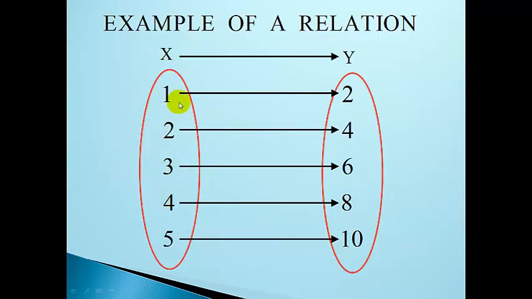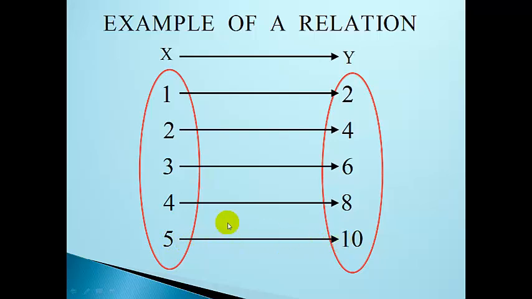The elements of the set X are 1, 2, 3, 4, and 5. And the elements of the set Y are 2, 4, 6, 8, and 10. Now when we consider the relation, we can see that 1 is related to 2. That is, 1 being an element of X is related to 2 being an element of Y. 2 is also related to 4. 3 is related to 6. 4 is related to 8. And 5 is also related to 10.